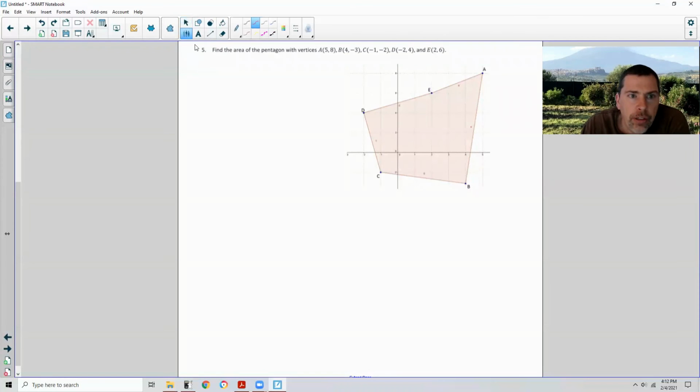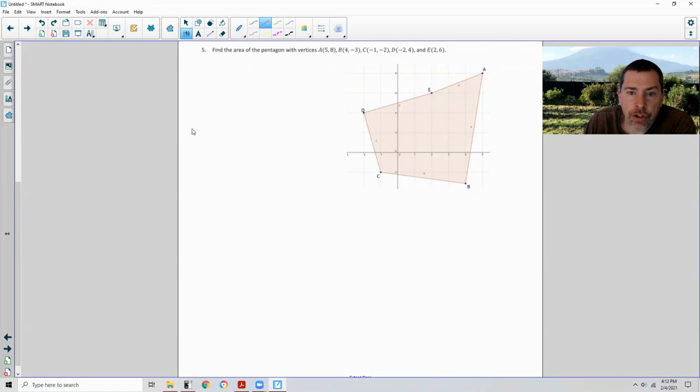Okay, number 5. Man, this is tedious, but I'm going to go. I've got grit. I'm carrying on. Find the area of a pentagon with these vertices. 1, 2, 3, 4, 5 vertices. Okay, it dips down a little here. Find the area of the pentagon.